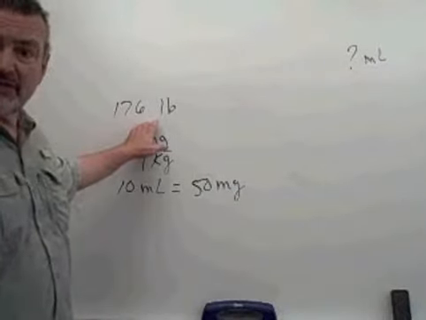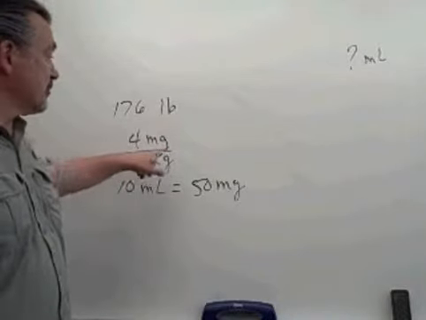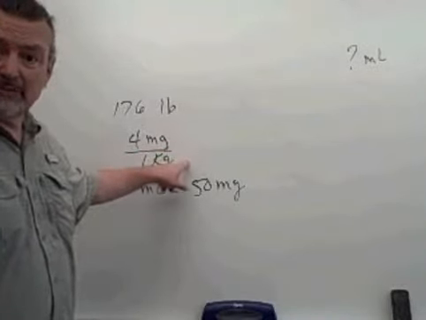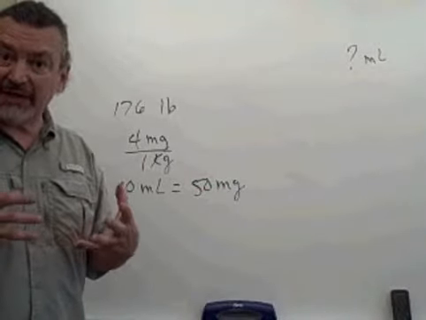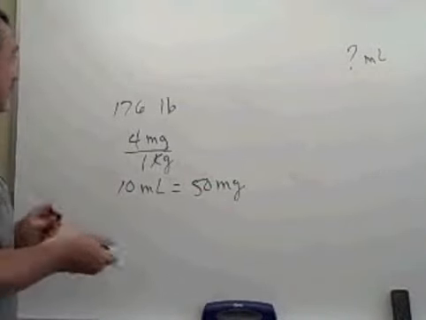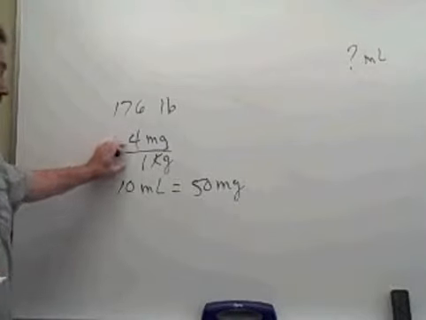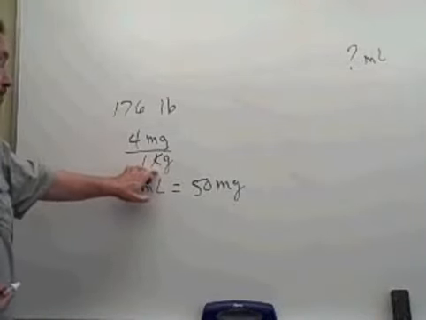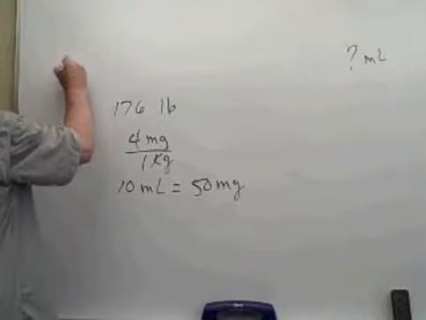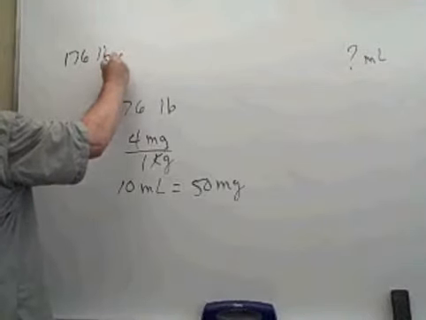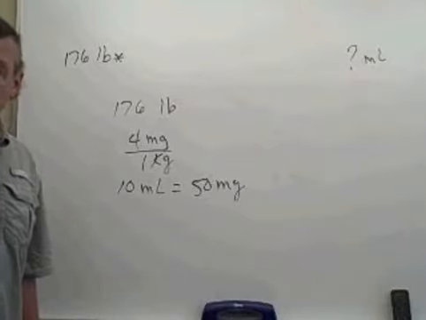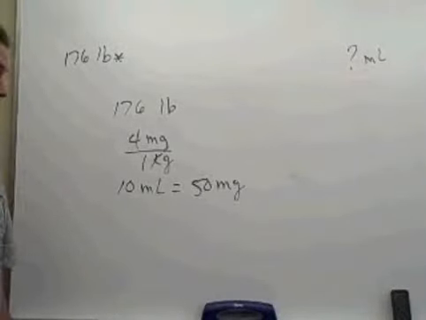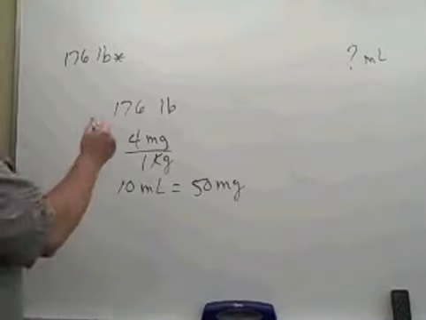So our patient weighs 176 pounds. We're to administer the drug at 4 milligrams per kilogram. I need to convert the patient's weight from pounds to kilograms, because the drug is based upon the patient's weight in kilograms, not pounds. So I have to remember the equivalence between kilograms and pounds, and that's that 1 kilogram equals 2.2 pounds.